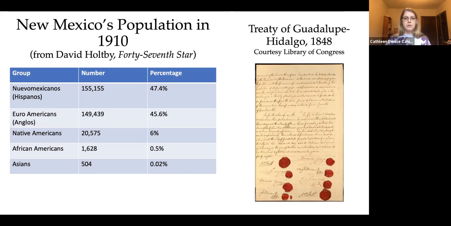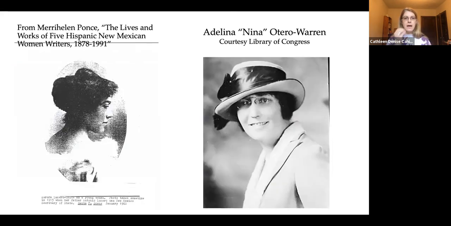And I just want to introduce two of those women really quickly. On the right with the hat is Nina Otero Warren, whom you might have heard of. She's from a prominent political family. Her cousin had been appointed territorial governor by William McKinley, and many of her other male family members were politicians. On the other side, without the hat, is Aurora Lucero. She was the daughter of a newspaper editor and politician, Antonio Lucero, who ultimately was the first New Mexico Secretary of State.